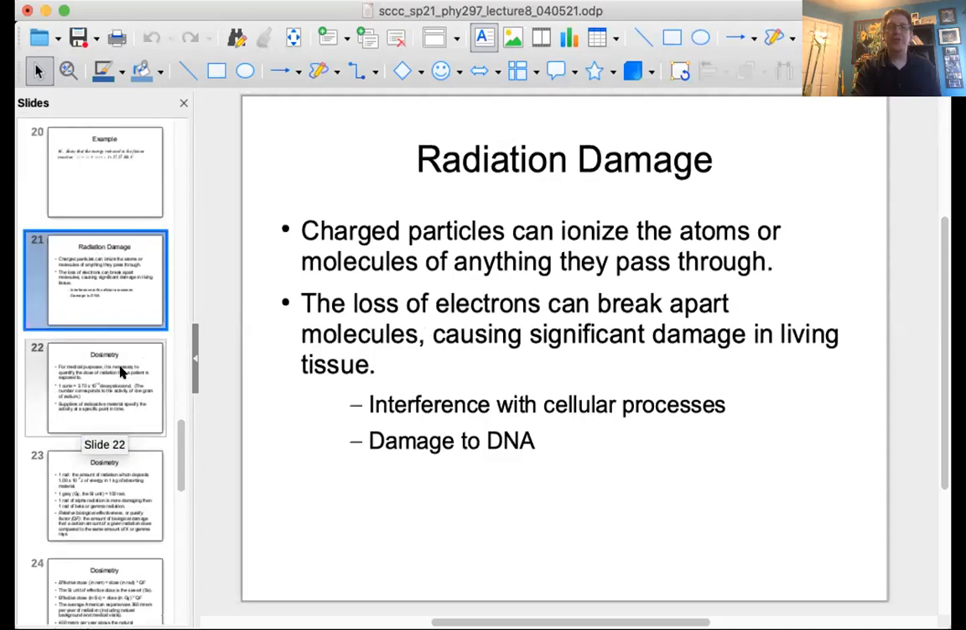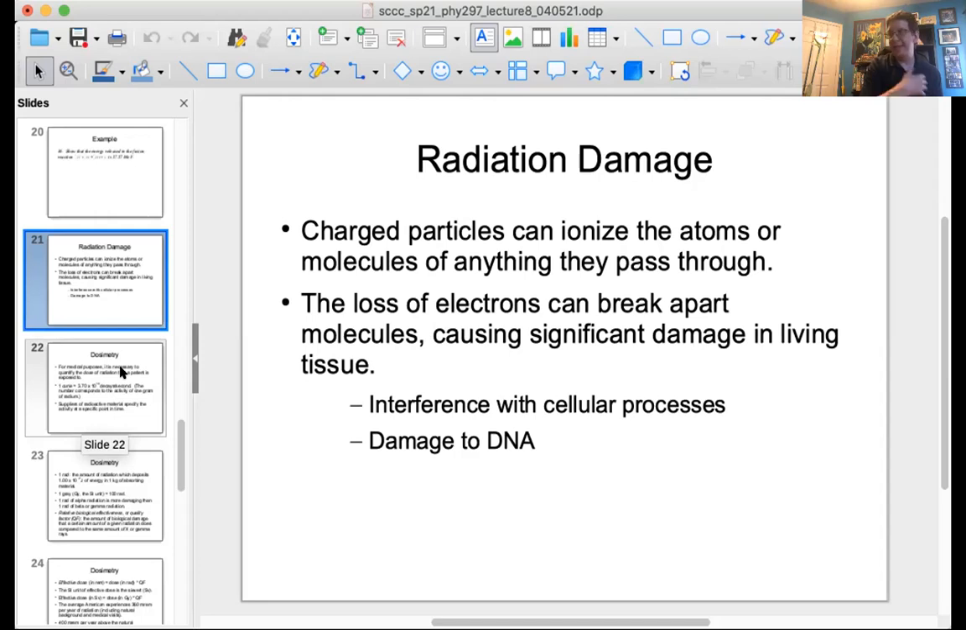So now we move on to radiation damage. That was about nuclear reactions, and we're going to spend the rest of the chapter talking about radiation in human health. Basically, radioactive damage comes when charged particles, and an alpha particle typically has a charge of +2, doesn't bring the electrons with it necessarily. And a beta particle is either an electron or a positron, so that's charged. But charged particles can ionize the atoms or molecules of anything that they pass through.